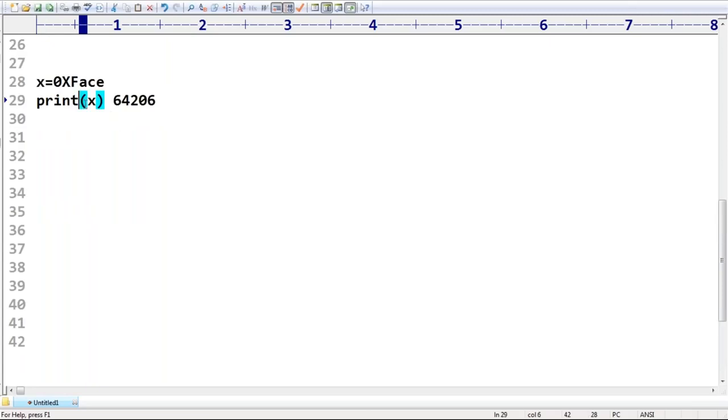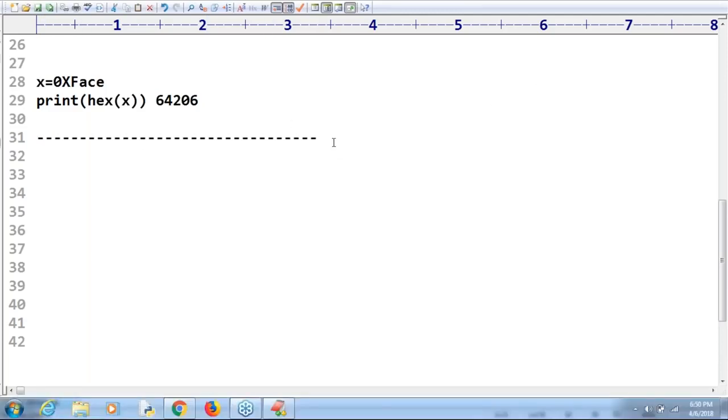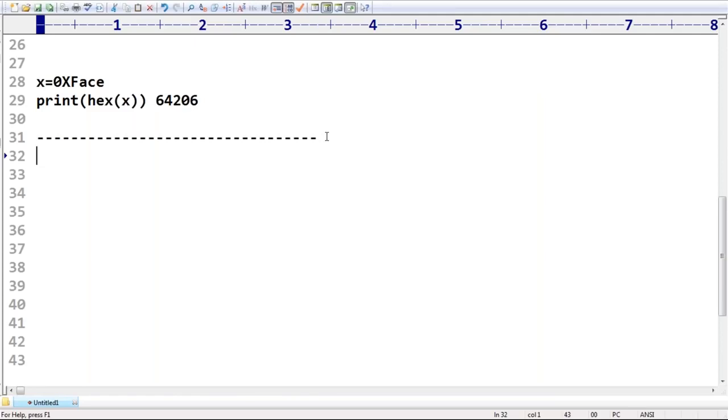Very simple, sir. If you print the hex of x, then automatically the output you are always going to get is in the hexadecimal form only. So from any type to any type, if you want to convert from one base to another base, then the type conversion functions are available. Base conversion functions are available, right?